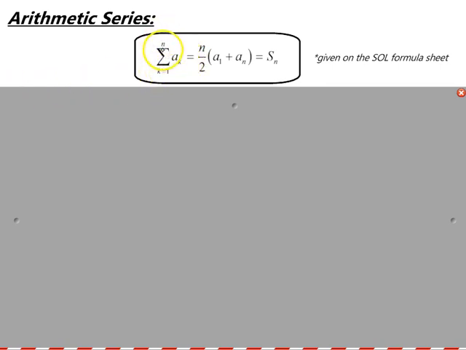An arithmetic series is the sum of all of the terms in an arithmetic sequence from a certain term to a certain term. So remember, an arithmetic series is the sum of all of the terms in an arithmetic sequence. So don't forget about our sigma notation that tells us we're going to be adding all the terms from the first to whatever number is up on top, and then we have our general formula for the nth term. So instead of finding every single term from 1 to n and then adding all those up together, this formula gives us a shortcut. This is on the SOL formula sheet, so we just need to know how to use it properly.